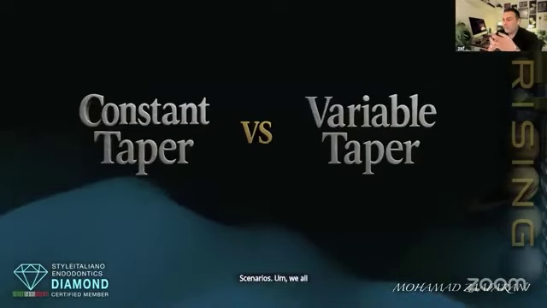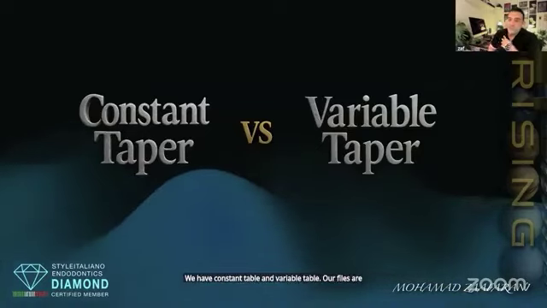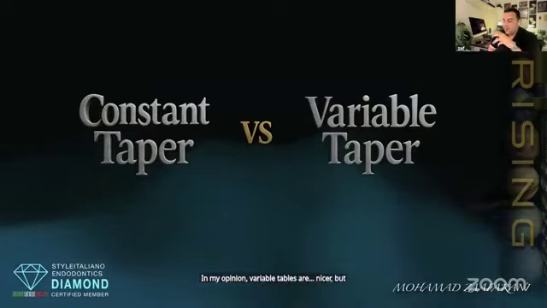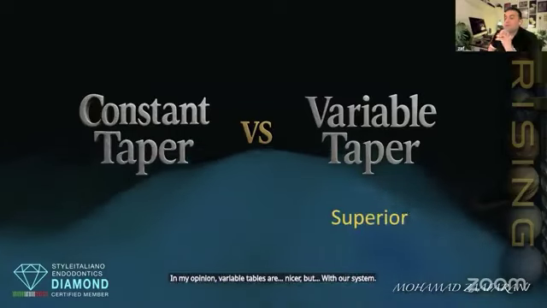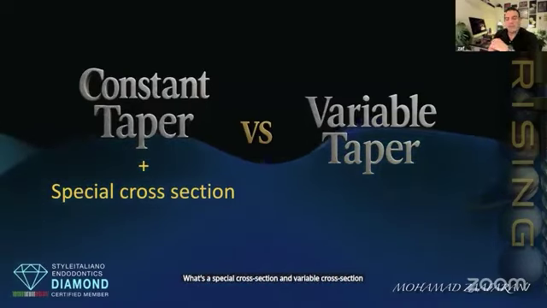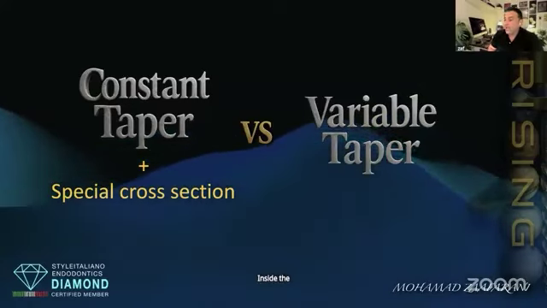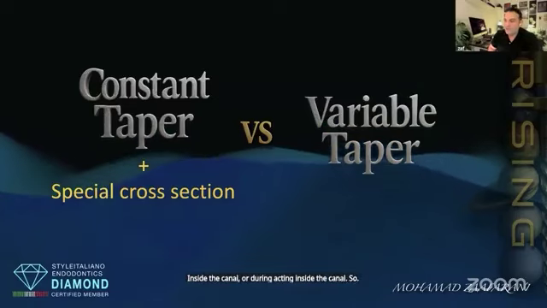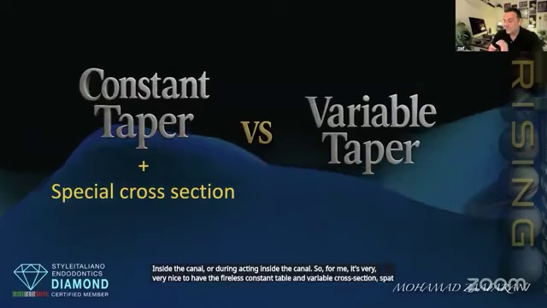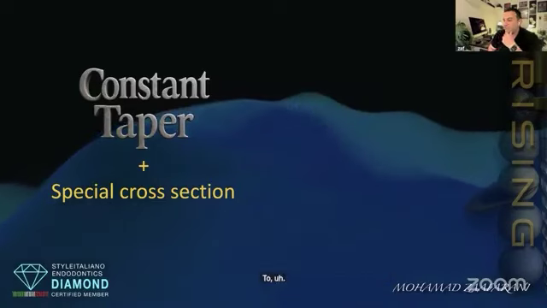We all know that we have constant taper and variable taper. Our files are constant taper. In my opinion, variable taper are nicer, but with our system, constant taper with a special cross section and variable cross section shows also good behavior during shaping, or during acting inside the canal. So for me, it's very nice to have a file with constant taper and variable cross section, special cross section. That's a very special cross section. You need to give it a try to feel the properties of the file.